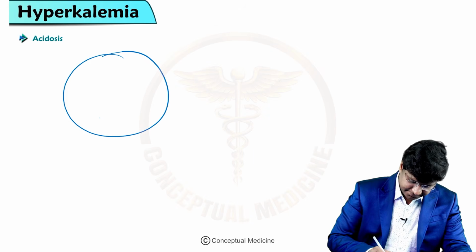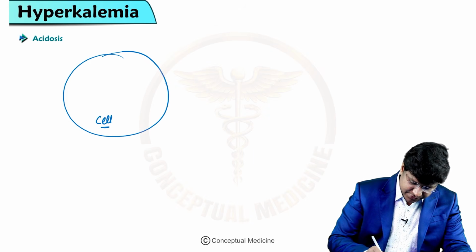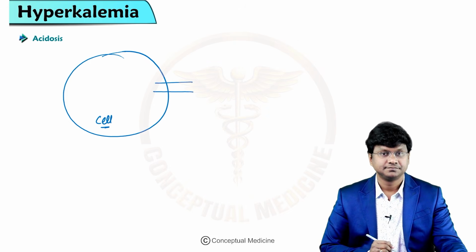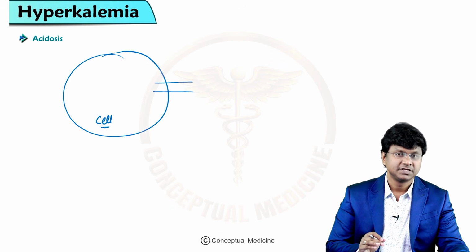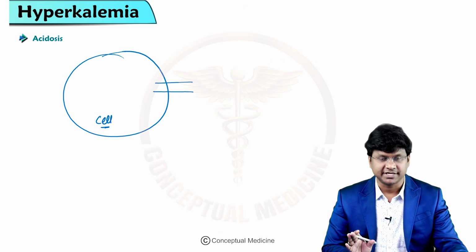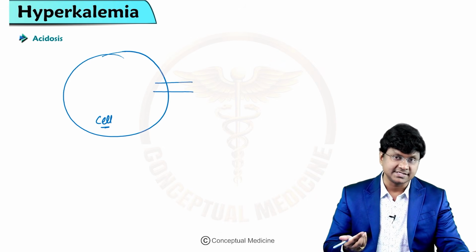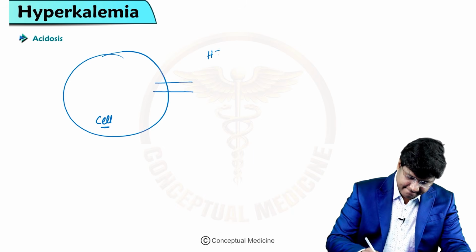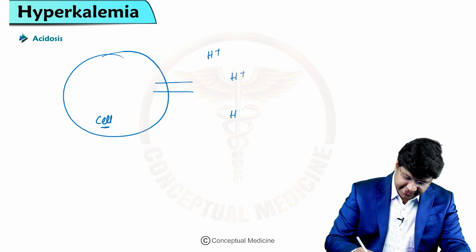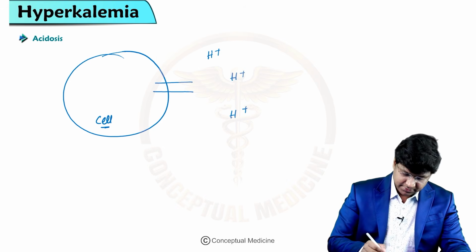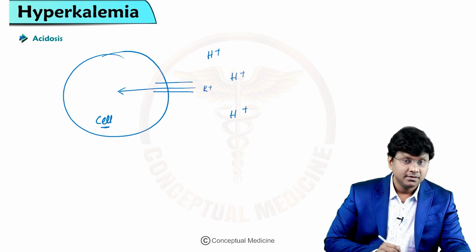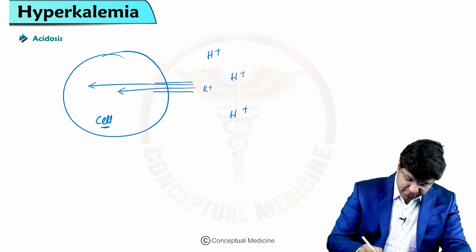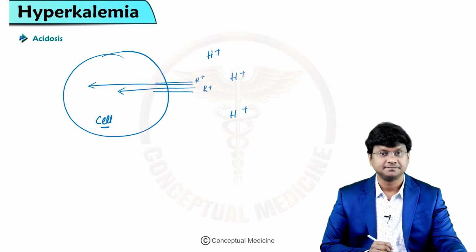this is the cell, and in it you have a channel. This particular channel moves the hydrogen ion as well as the potassium. Now, whenever there is acidosis, what will happen? There is excess amount of the H plus ion, and this channel is responsible for the movement of potassium, and this channel is also responsible for the movement of the H plus ion.